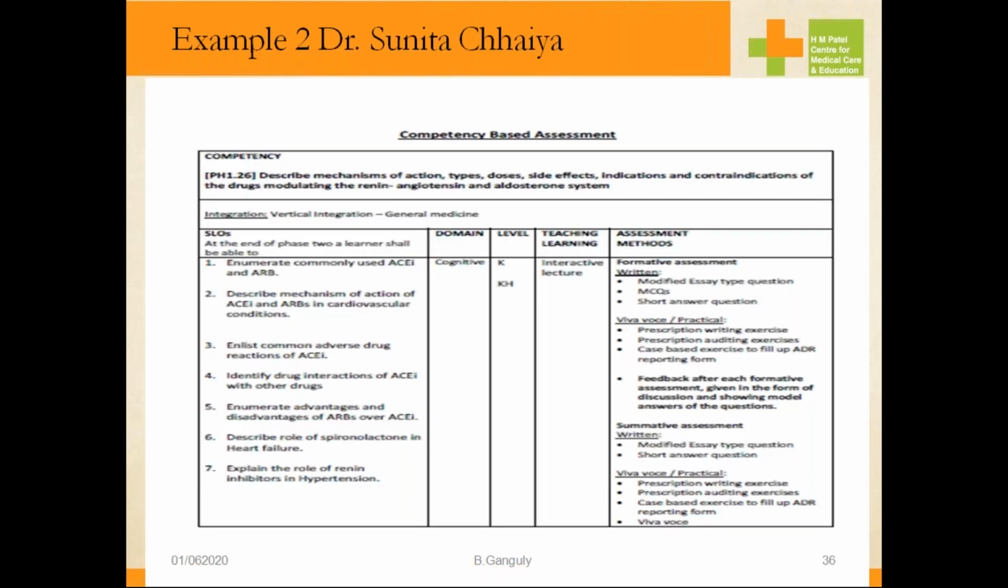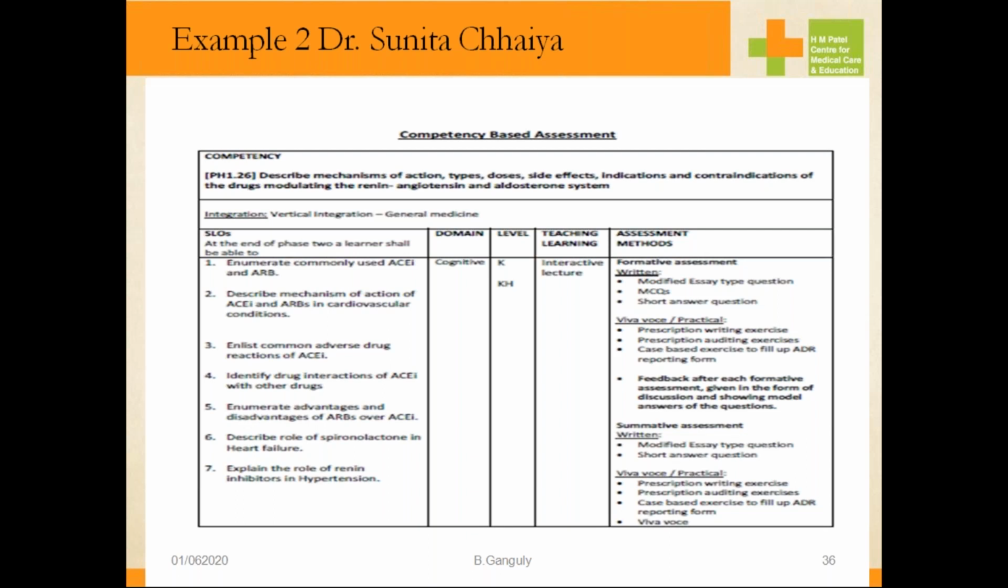Then coming to Dr. Sunita Chaya's plan, she has planned on competency 1.26: actions, types, doses, side effects, contraindications of drugs modulating the renin angiotensin and aldosterone system. Initially, she has taken up the SLOs, then the domain, then the level. Level is up to knows and knows how, and then the teaching learning method, and then the assessment method.